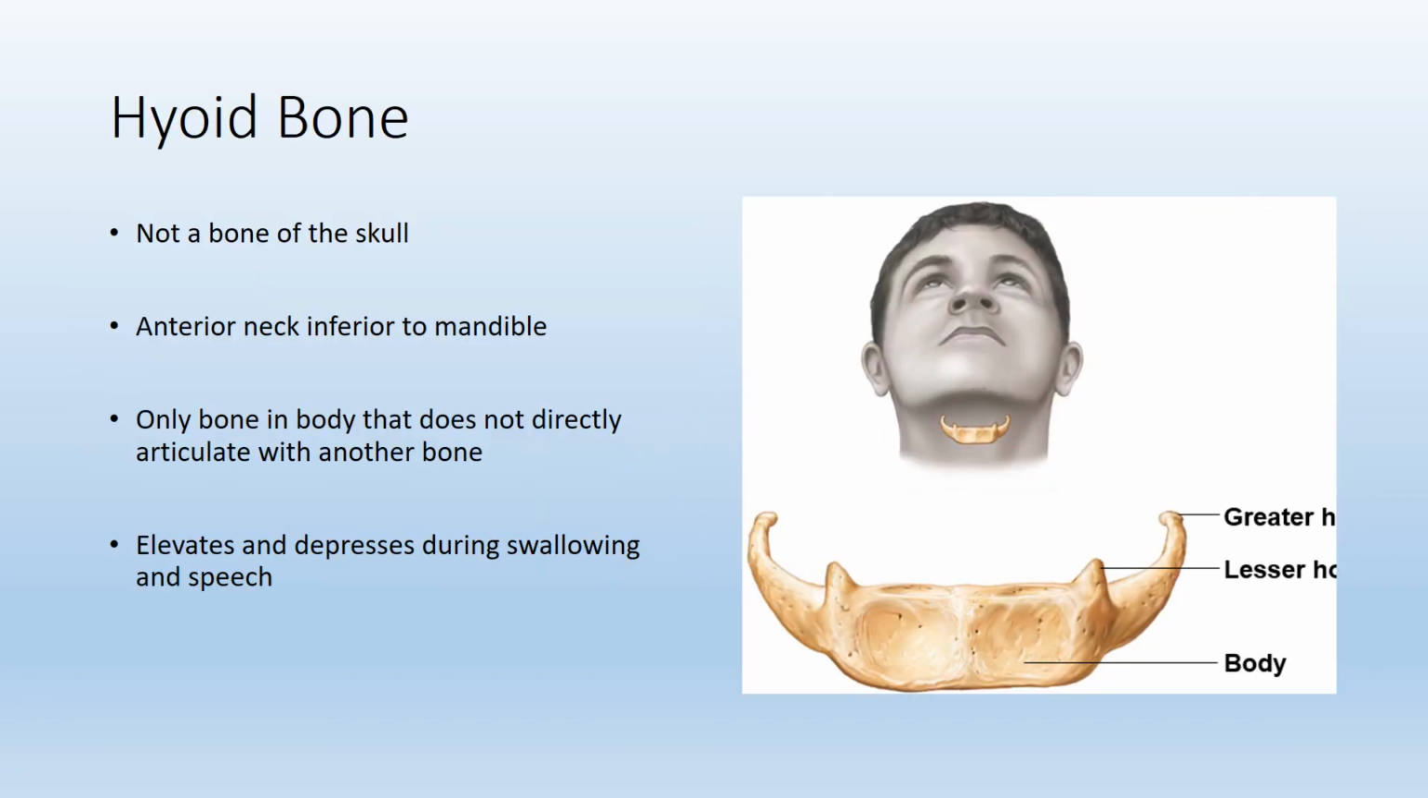One bone that we need to talk about that does not belong to the skull, doesn't belong to the vertebral column, and does not belong to the thoracic cage, but belongs to the axial skeleton is known as the hyoid bone. The hyoid bone contributes to the longitudinal axis of the body, and it is found in the anterior neck just inferior to the mandible or to the lower jaw.